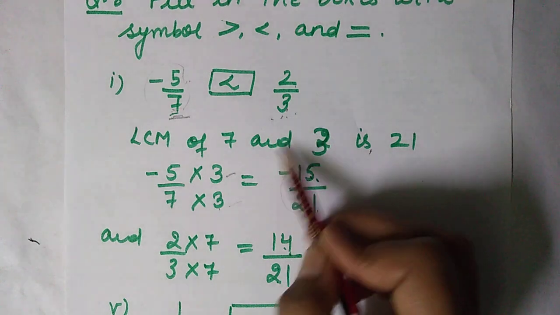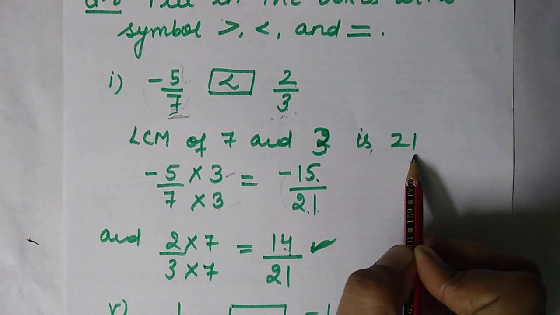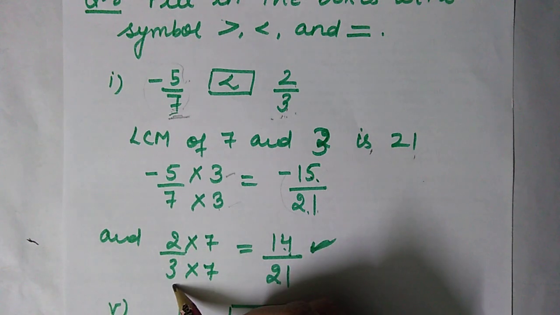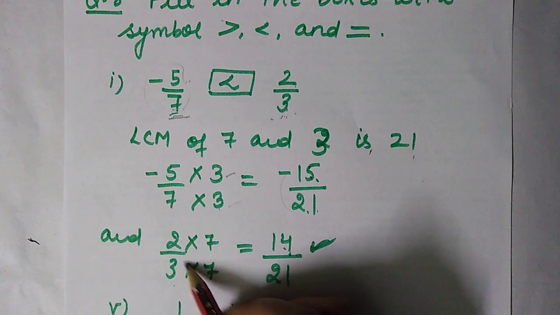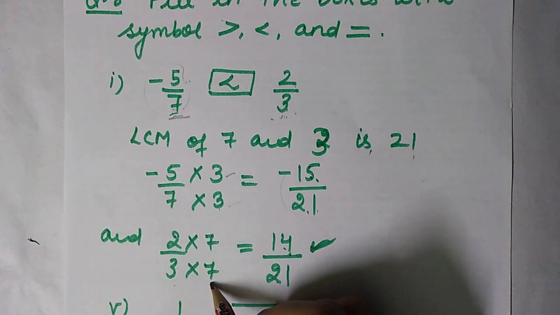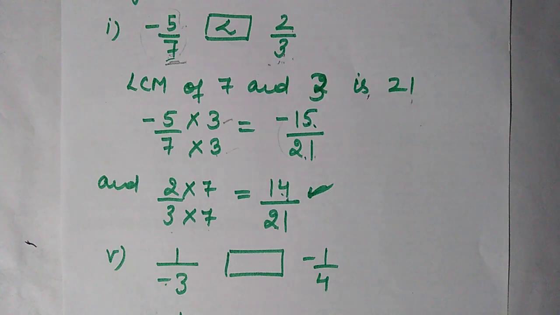Now the second fraction, 2 by 3. Again I have to make the denominator equal to 21. So for 2 by 3, I have to multiply the rational number with 7 over 7, that is 14 over 21.